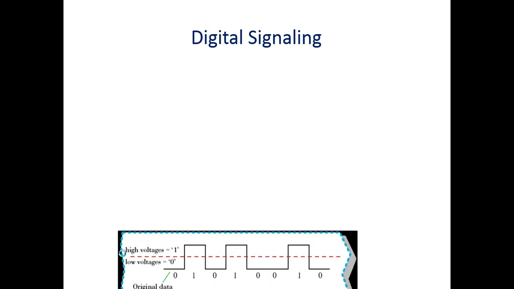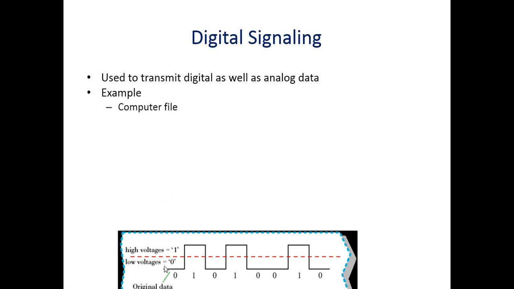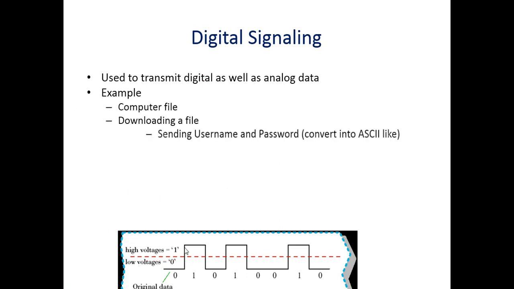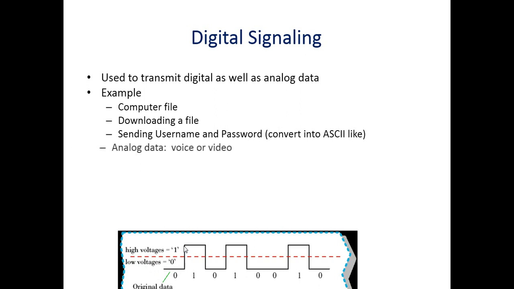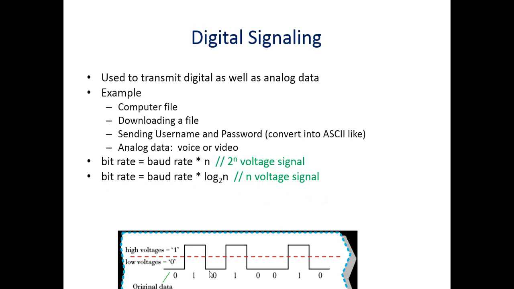Second is the digital signaling. A digital signal can be represented by 0 or 1. In this example, 0 is represented by the lower part and 1 is represented using the high voltage. So that is the example. 0 is represented using the low voltage, then 1 is represented by the high voltage, and again 0 is represented using the low voltage.